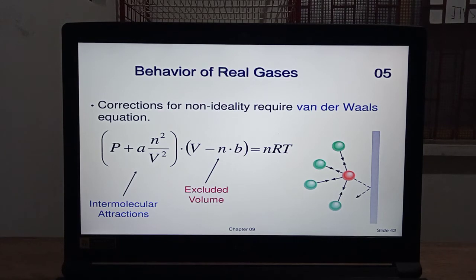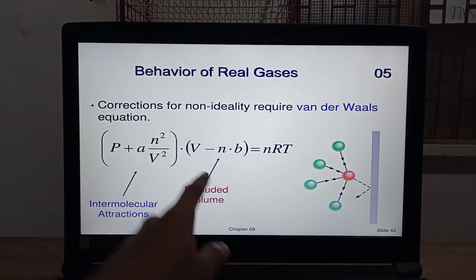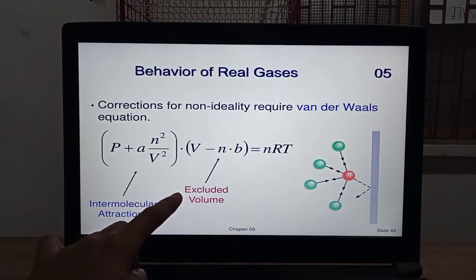Now, the behavior of real gases. Corrections for non-ideality require the van der Waals equation. Here are the corrections: open parenthesis P plus a times n squared over V squared close parenthesis times open parenthesis V minus n times b close parenthesis equals nRT. This term is the intermolecular attractions, while the other one is the excluded volume.